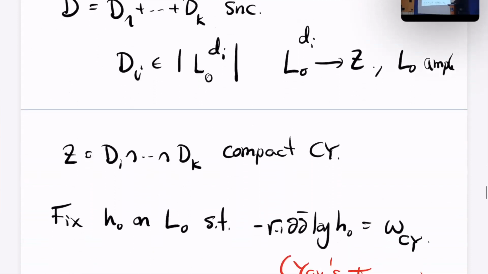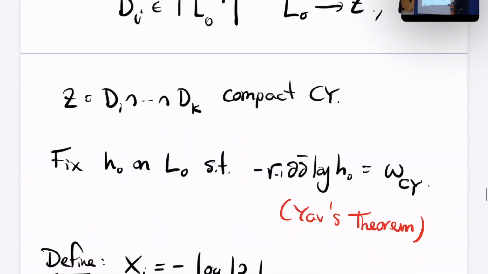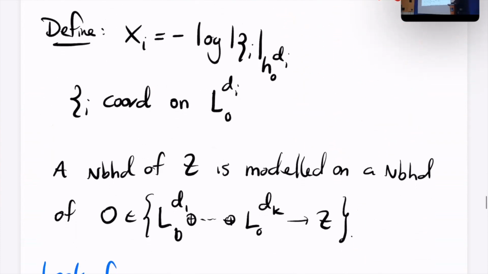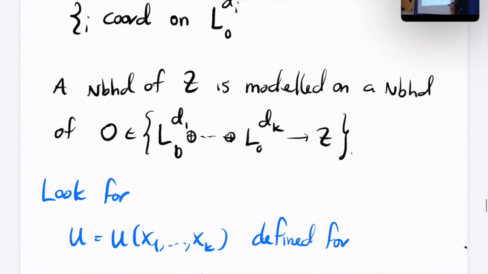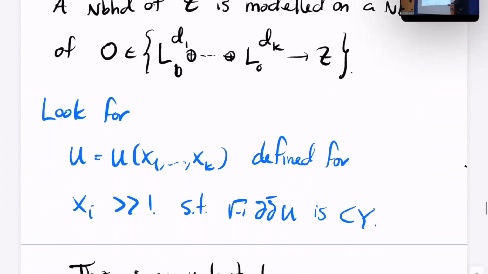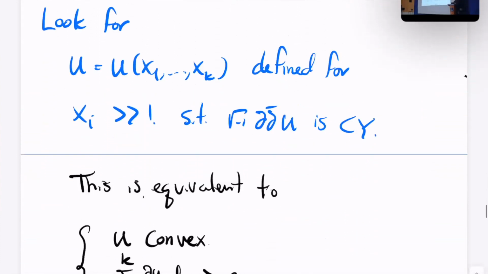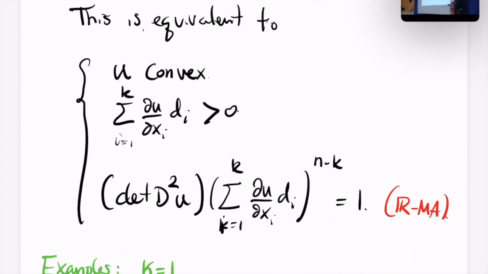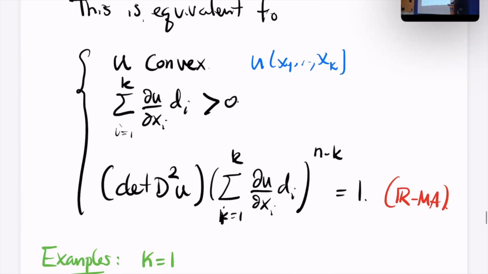So okay, this doesn't really matter. There's some way, which goes back to Yau, of reducing this problem to a real Monge-Ampère equation. Okay, so you want to solve the following real Monge-Ampère equation. So you're looking for a convex function now of real variables, u, which is a function of x1 up to xk. Each x corresponds to one of the divisors, and u is convex.